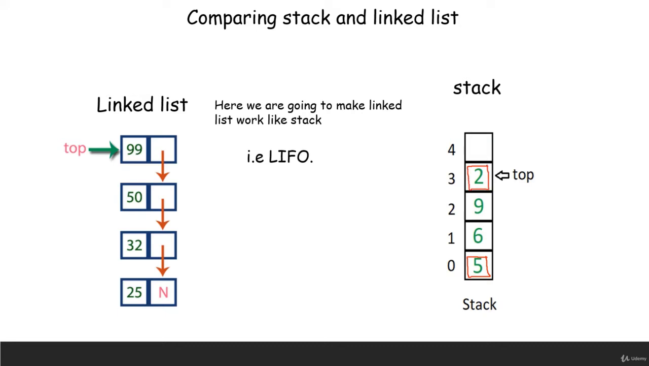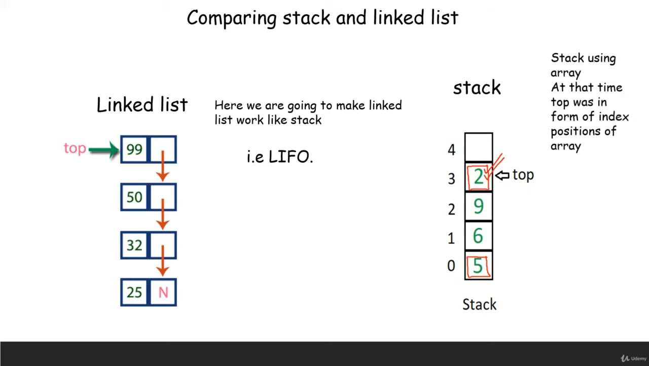What does it mean? When we are pushing the elements in the stack, 5 will be in, that is, 5 will be deleted at the last. But at the time of popping elements from the stack, the first element which stands in the stack will be deleted first. So this is how a stack works, and we are going to make this linked list work like a stack. So instead of these values 2, 9, 6, 5, we are going to insert nodes, or pop nodes also.